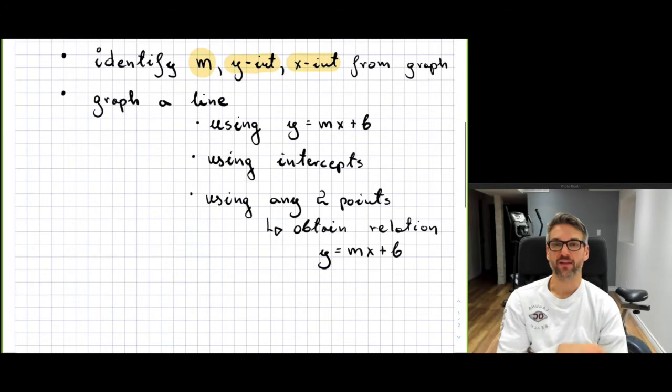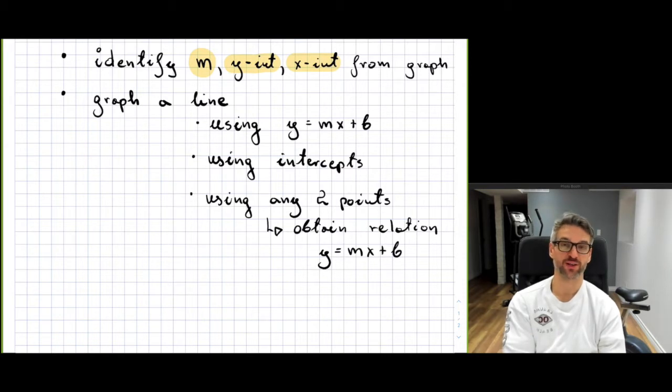And then you should be able to graph a line using the actual form of y is equal to mx plus b. So I'll show you how to do that using two intercepts, which is one of the easier methods. So if you know those, you should be able to graph a line, and then using any 2 points, we should be able to also obtain the relation of y is equal to mx plus b.